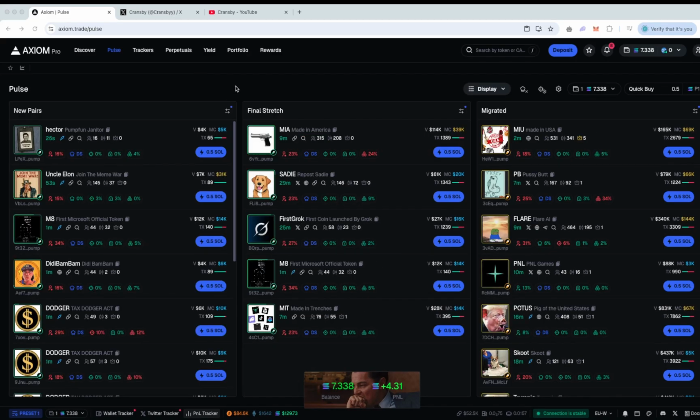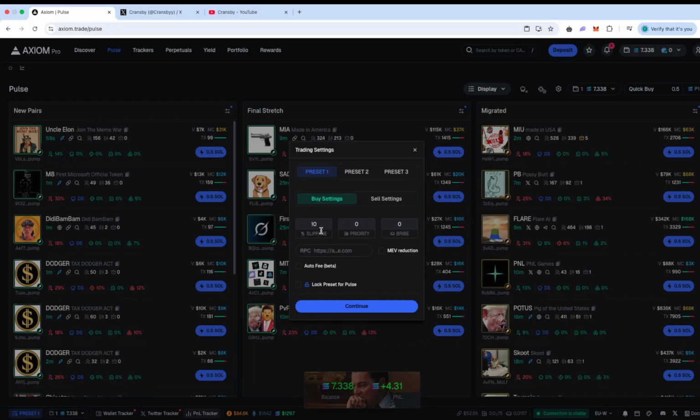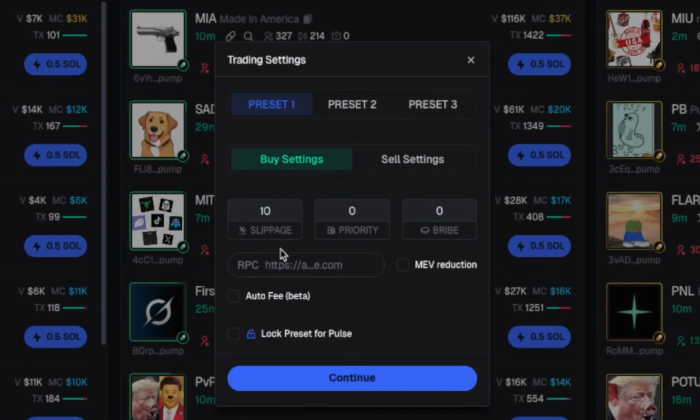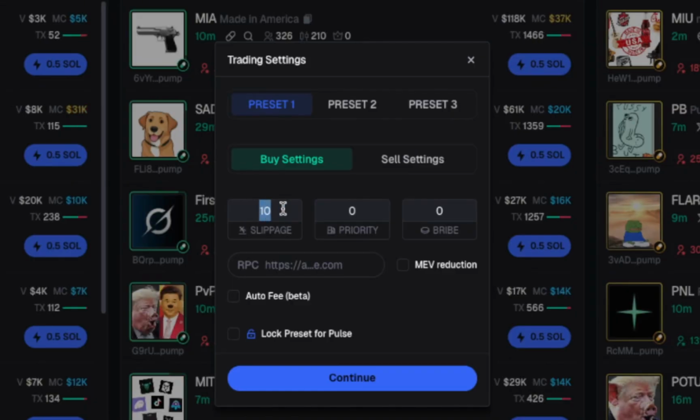So let's start with the absolute basics. You have to go to the preset settings, which is right there. When you press on it, you will see slippage, priority, and bribe. So what does it actually mean? For example, if you have 10% slippage, it means if the token pumps more than 10%, your buy will not go through. So in this scenario, you have to put 35, 40, for example.